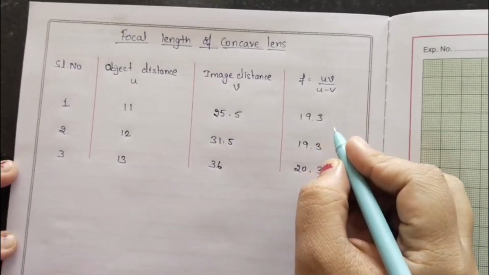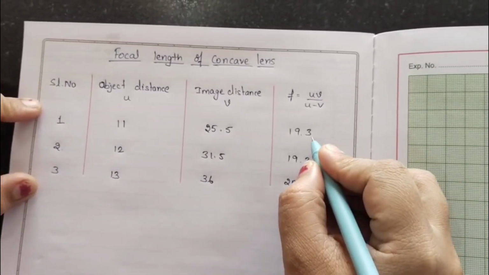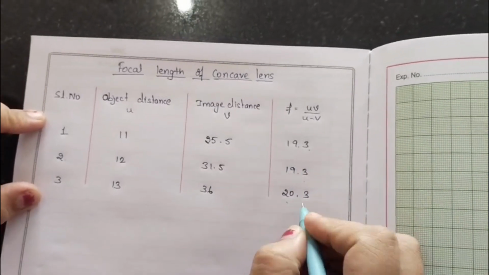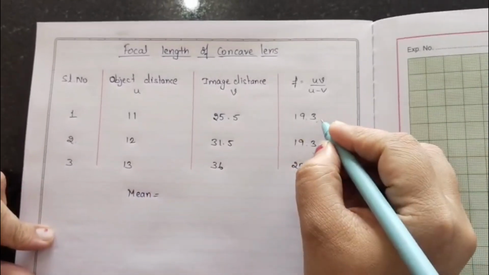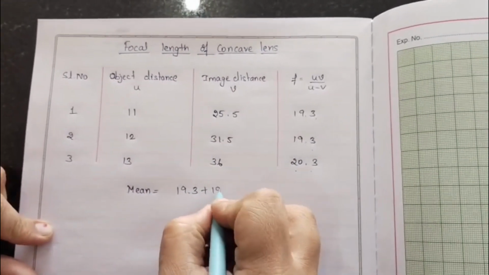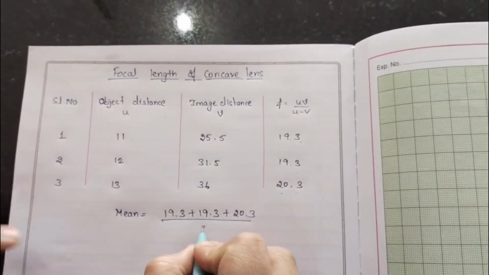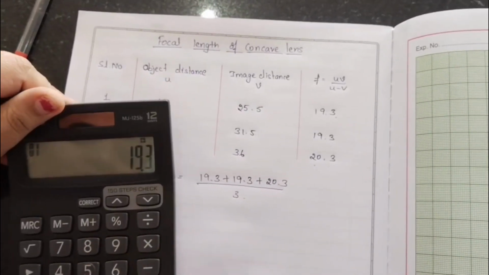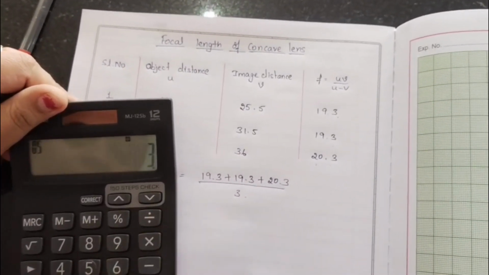Now I have calculated the focal length for the 3 different readings. I got the first reading as 19.3, second reading as 19.3, third as 20.3. Now you have to calculate the mean. As you know, mean is nothing but add all 3, divide by 3. 19.3 plus 19.3 plus 20.3 divided by 3. Now let us see.